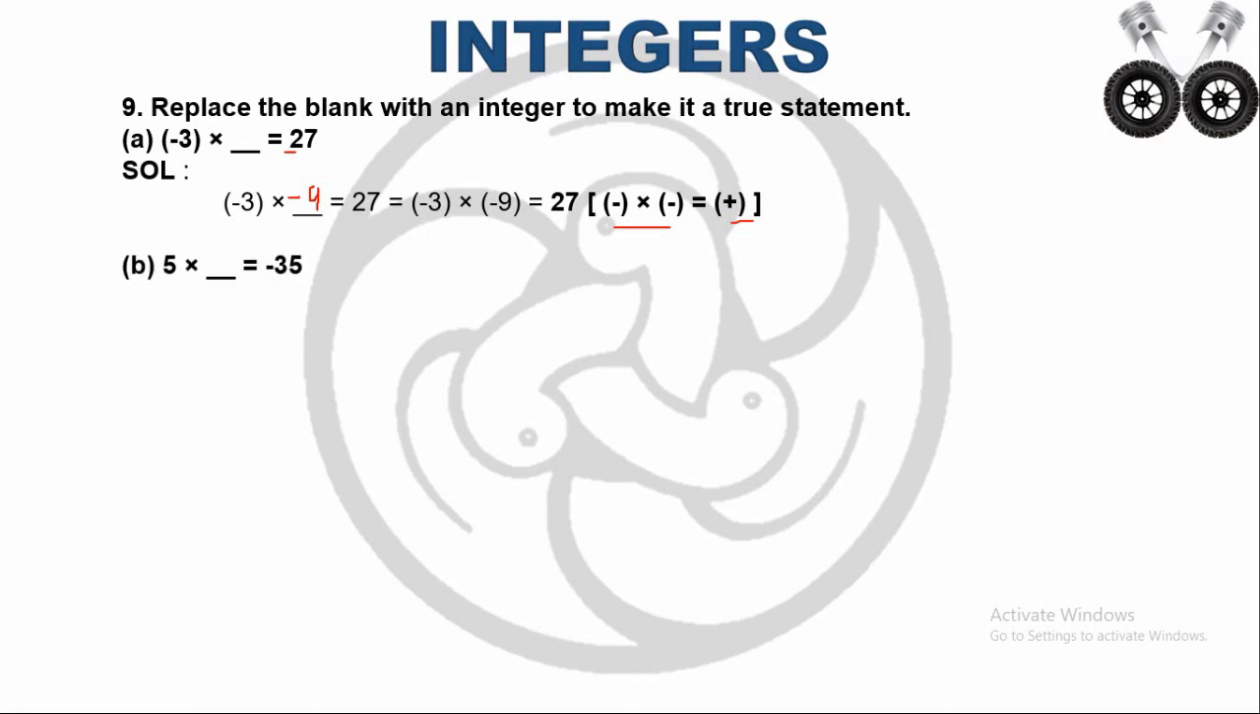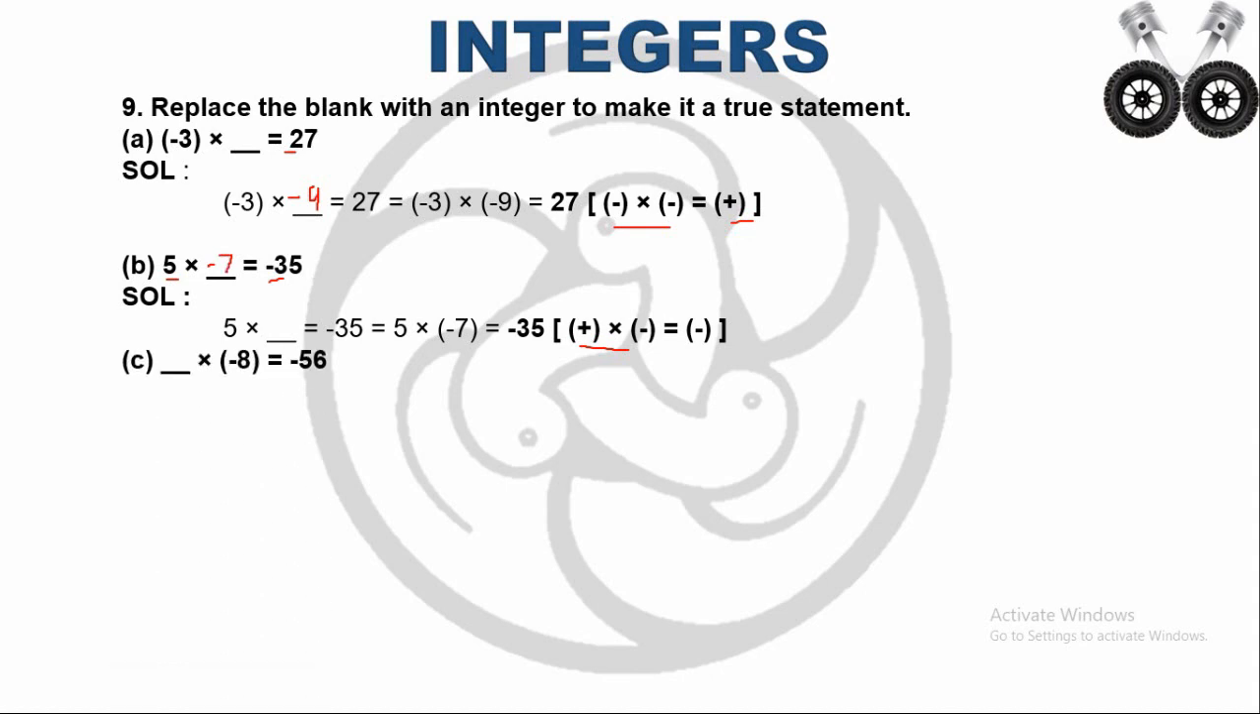Next one is 5 into dash equals minus 35. So in the answer we have the negative sign, but in the question we have the positive sign. That means I have to multiply with the negative sign. So plus into minus, we get the negative sign. So in the blank we have to put the negative sign. So what is the number we have to write? 5 into 7 gives 35. So 5 sevens are 35. So the answer here is minus 7.